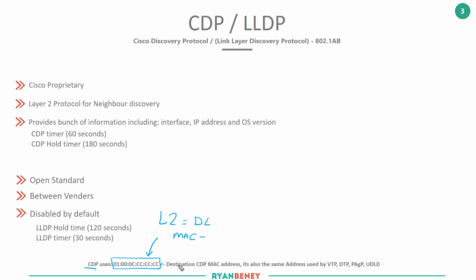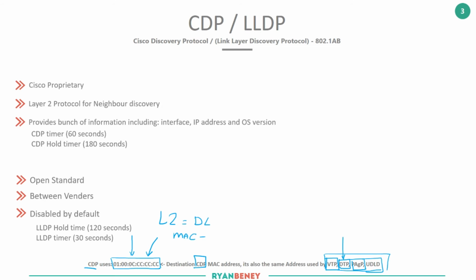And essentially CDP will use this MAC address, but this MAC address is also used for a bunch of other protocols, some of which are not included in the CCENT and CCNA, some of which are. So DTP, we talked about that. Well, DTP messages are sent using the same well-known MAC address. And inside that, we've also got VTP, the Port Aggregation Protocol, and UDLD, the Unidirectional Link Detection.